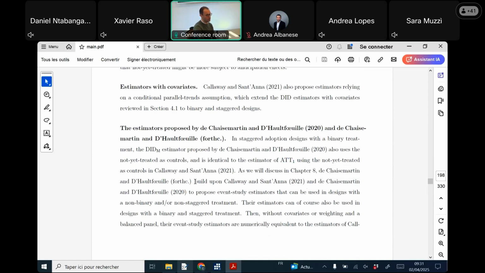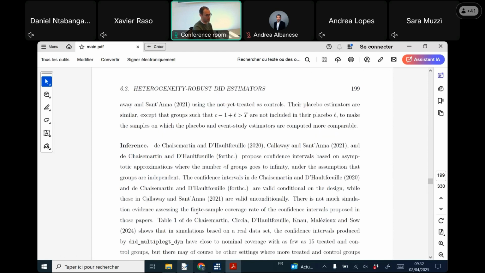And then in a follow-up paper, that I'm going to present this afternoon, we build upon those two papers to propose event study estimators that you can use in general designs where the treatment can be either non-binary or non-absorbing. Of course, these estimators can also be used when you have a binary and staggered treatment. At least in some special cases, for instance, if you don't have weighting or an unbalanced panel, the estimators in that follow-up paper are essentially equivalent to the estimators of Callaway and Sant'Anna with the not yet treated as controls. I don't think the way we deal with weighting and imbalanced panels is exactly equivalent to the way Callaway and Sant'Anna do it.